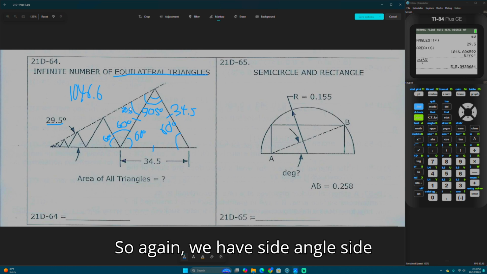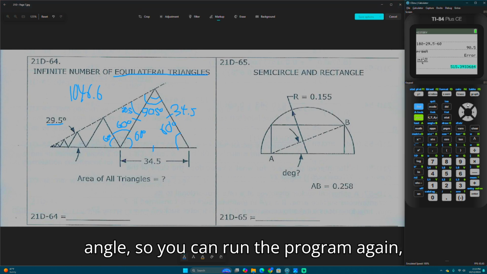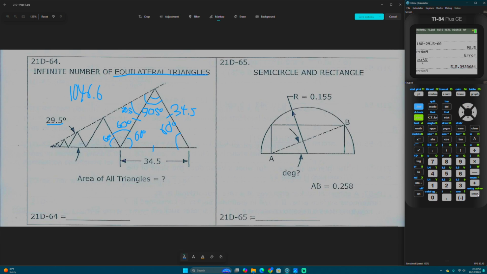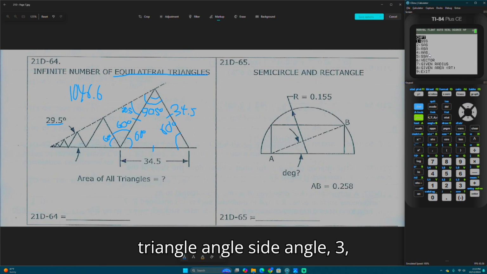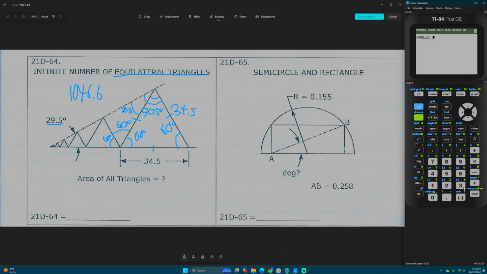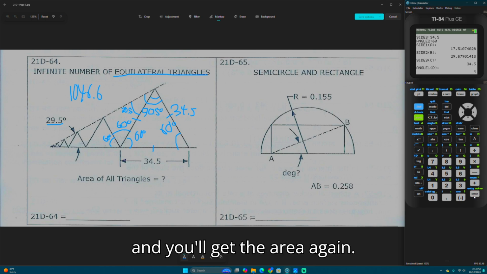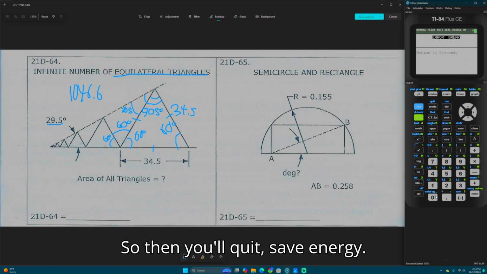So again, we have angle side angle. You can run the program again. Triangle angle side angle 3, 30.5. What is that? 34.5 again. Yep. And then finally 60. And you'll get the area again. So then you'll quit. It's saved under G.